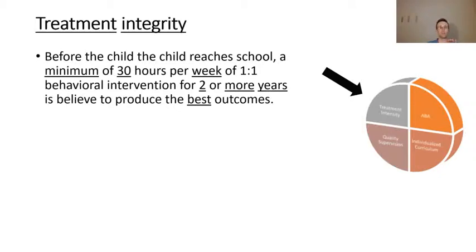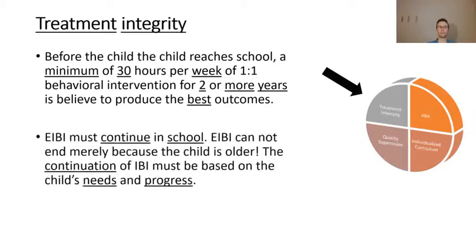Now, it says a minimum of 30 hours, right, for 2 or more years. Now, something to note here is that it's got to be high quality. If it's low quality, it doesn't matter how many hours per week of behavioral intervention a kid has. They're not going to make great progress or show great outcomes, right? So 30 hours per week of high quality one-on-one behavioral intervention for 2 or more years, that's going to produce the best outcome. At least that's what we think.